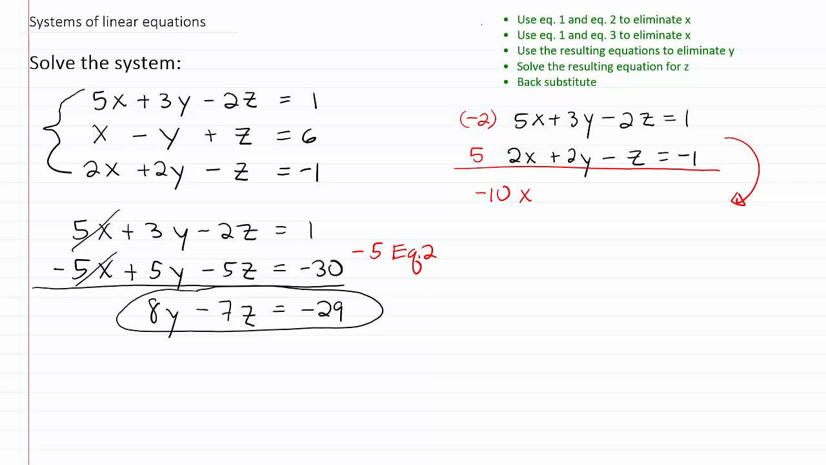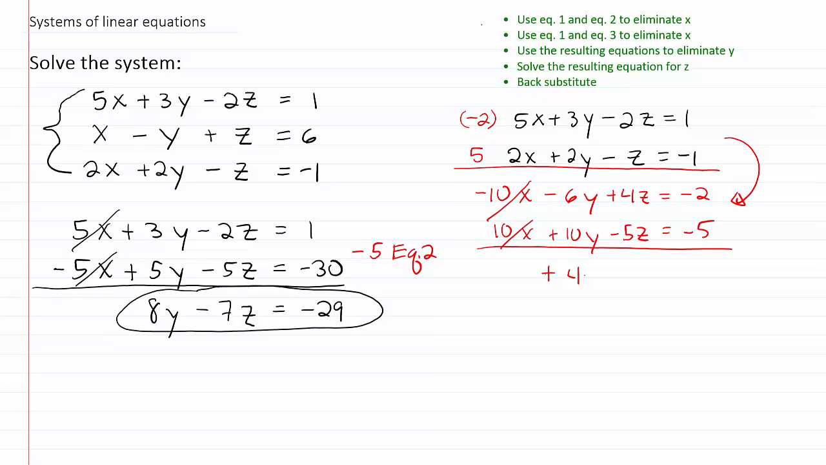Well, let's see, I would end up with negative 10x minus 6y plus 4z equals negative 2 for the top equation. For the bottom, I would have positive 10x, positive 10y, negative 5z, and negative 5. And if I added these together, the 10x terms would cancel out, and I would end up with positive 4y minus z is equal to negative 7. All right, so we've accomplished step 2. Let's look at step 3.